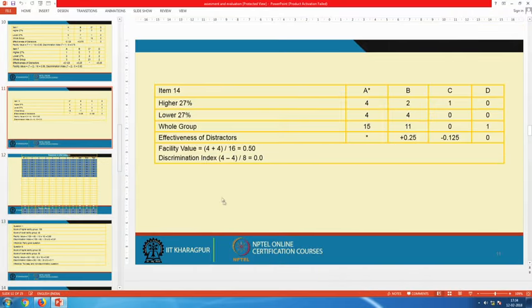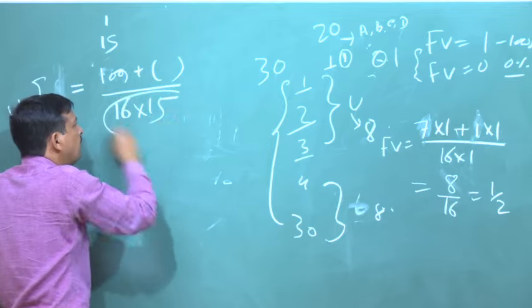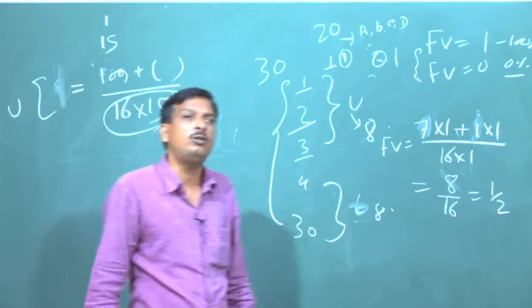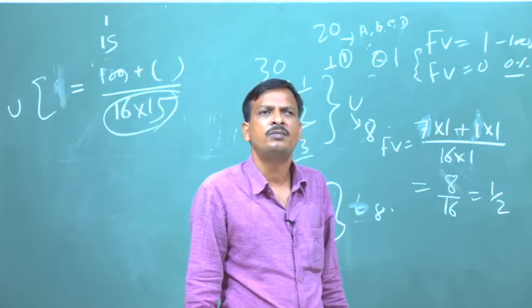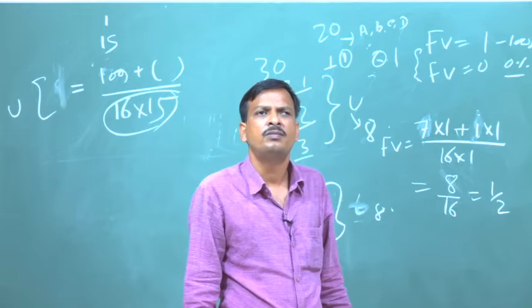divided by, so how many questions are there? 16 questions. This is the highest marks possible, 16 into 15. That is the facilitation value.